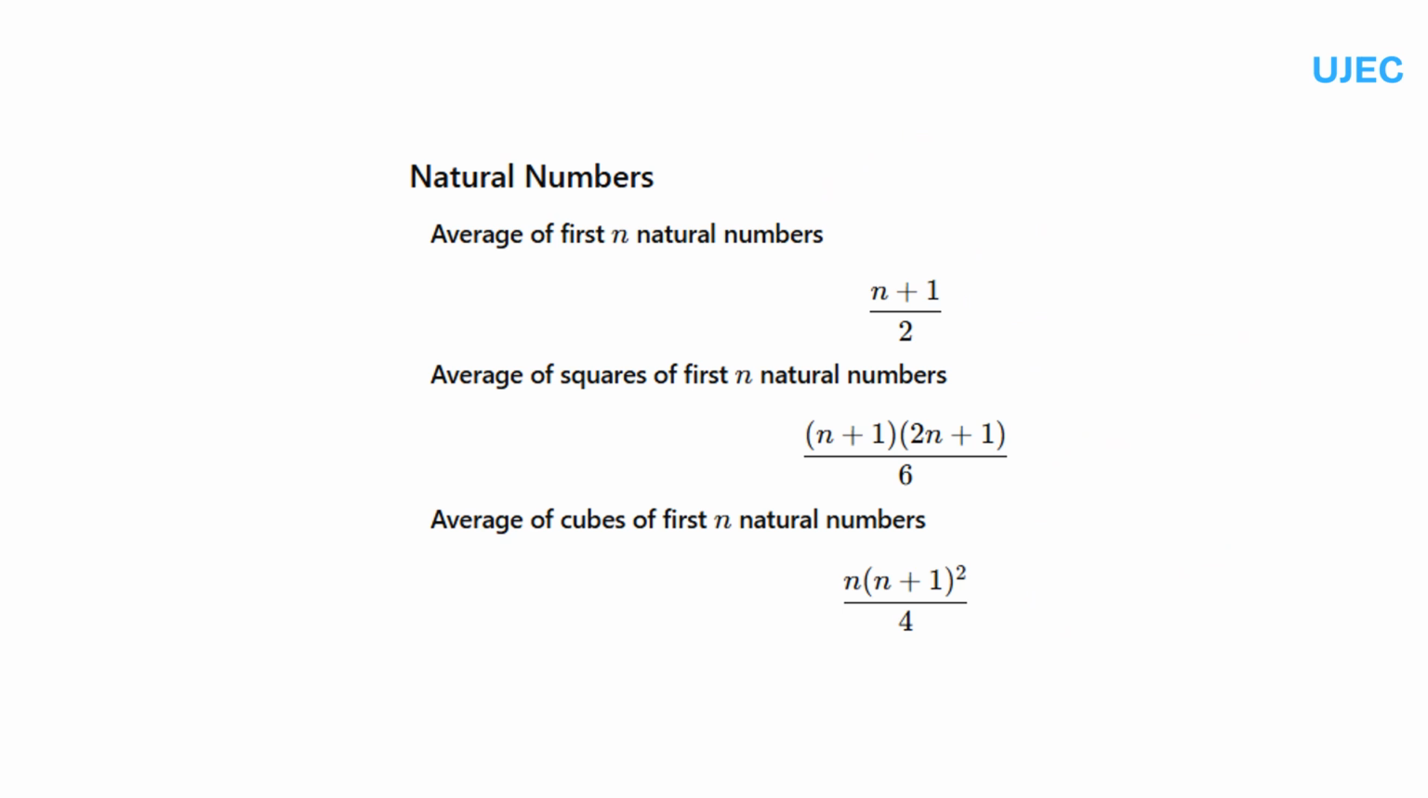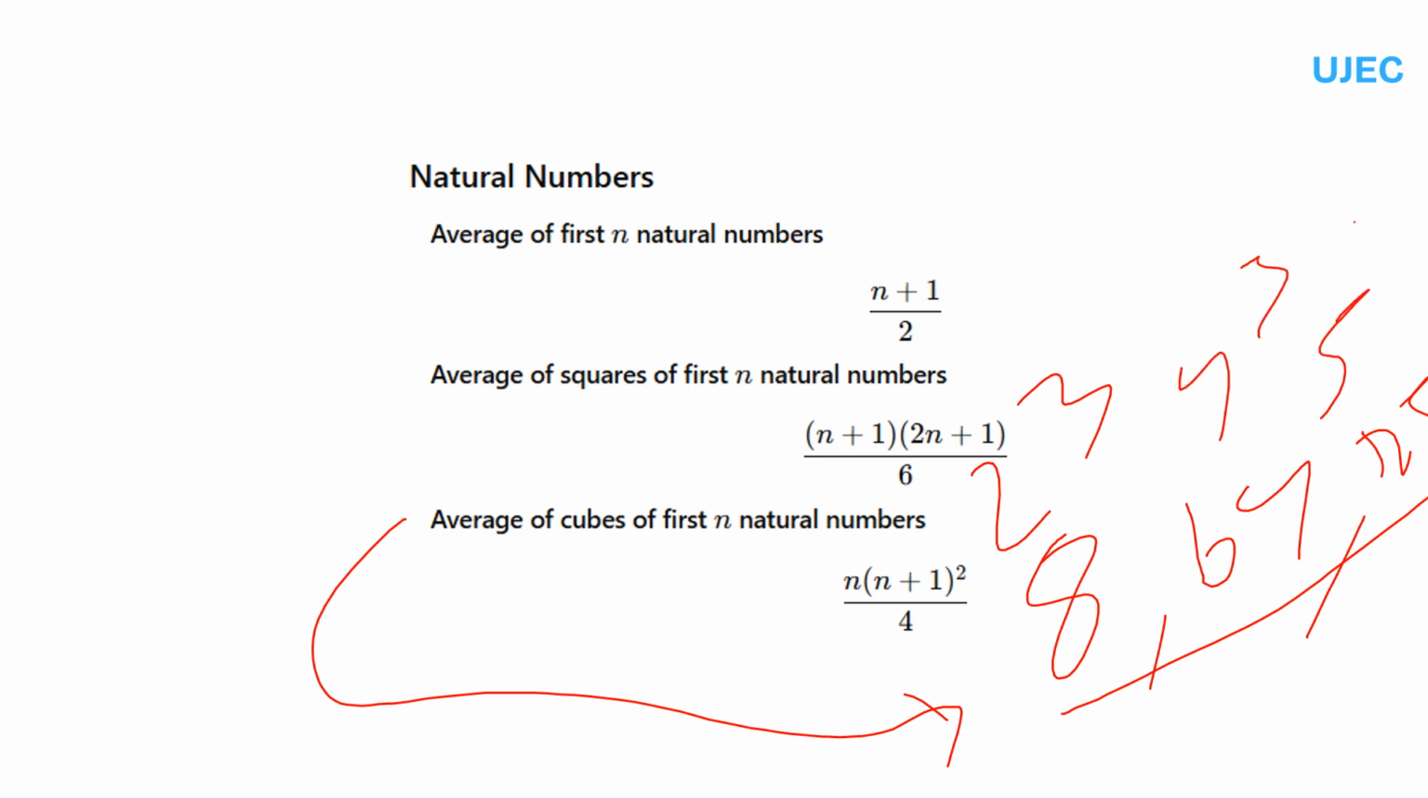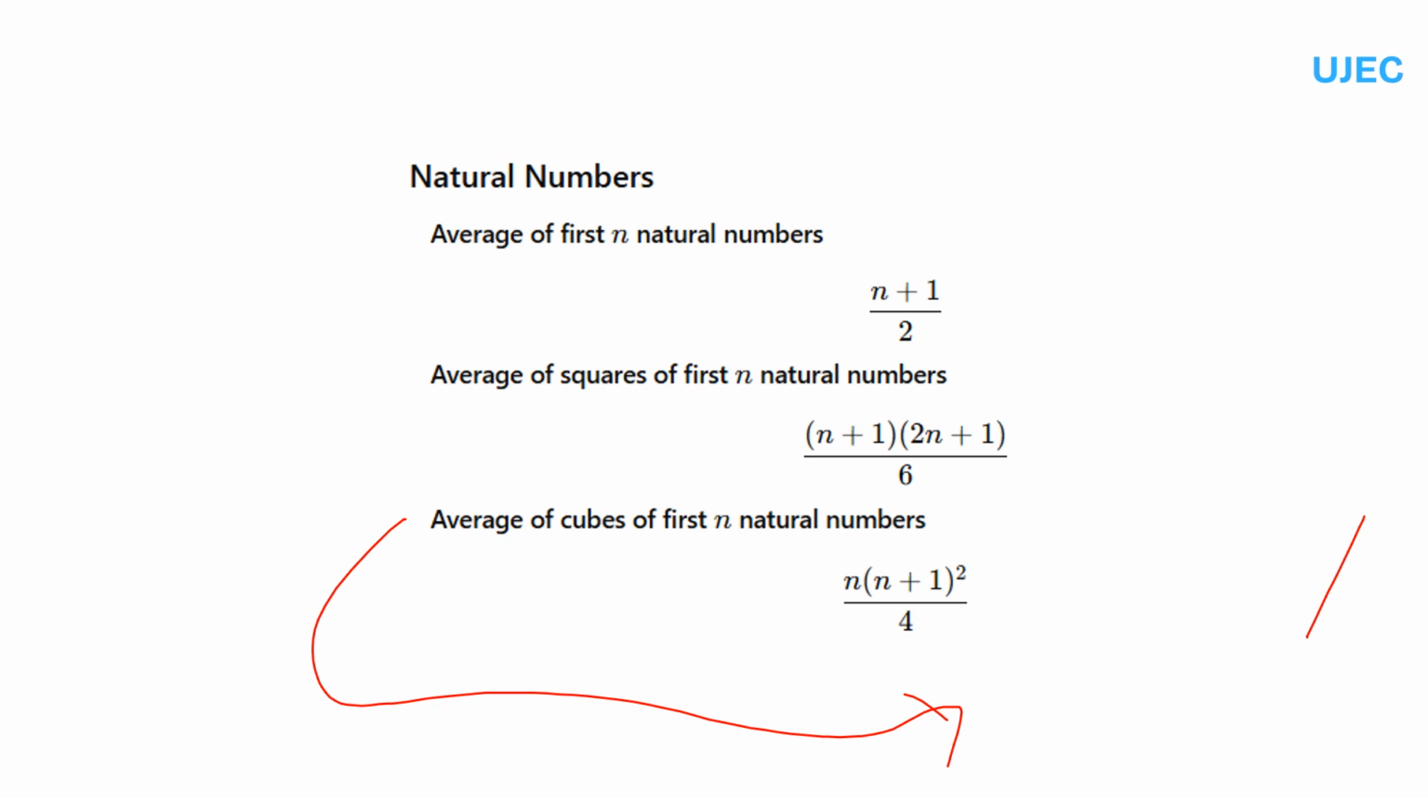For example, if you get a data set that is like 8, 64, 125, then it will be tedious for you to actually calculate the arithmetic mean. What you can do is calculate the average of the cubes, because this is 2 cube, this is 4 cube, and this is 5 cube. So that's how you make things easier and solve the questions really fast.